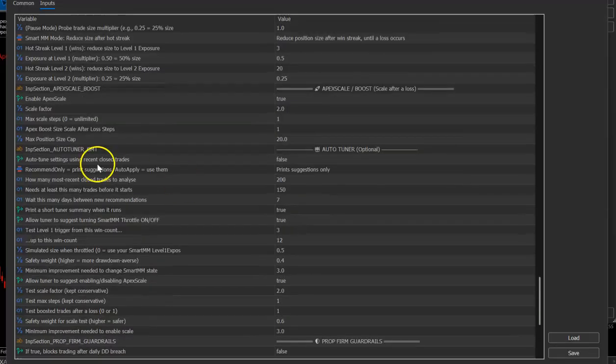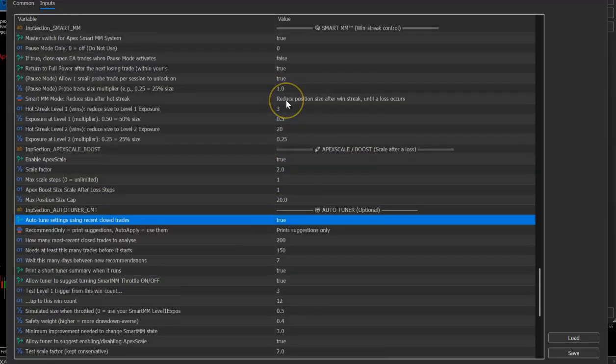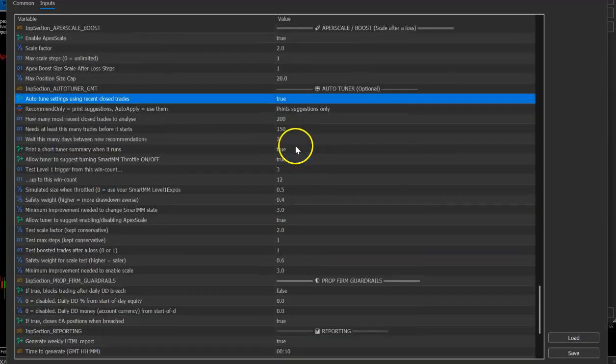And one of the newest features here is the auto tuner. So after it has enough data and trade history, track record, I've got it preset at 150, 200. What it will then do, if you have this on, is start tuning the account and the settings with Apex Scale and Boost and smart money management, basically going off the history on the account. So get a bit of experience first before turning that on.